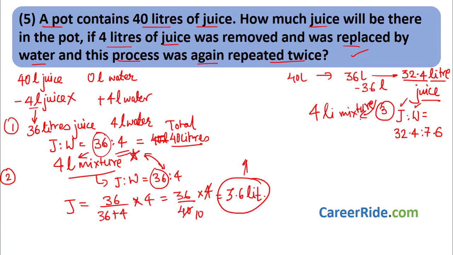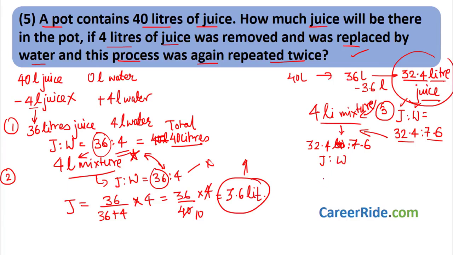Now after the third time when 4 liters of mixture was removed, in this the juice and water will be in what ratio? It won't be 36:4. No, it would be in this ratio, because the mixture over here had 32.4 liters of juice and 7.6 liters of water. So this 4 liters of mixture which you removed will also have 32.4 is to 7.6 as the ratio of juice and water.